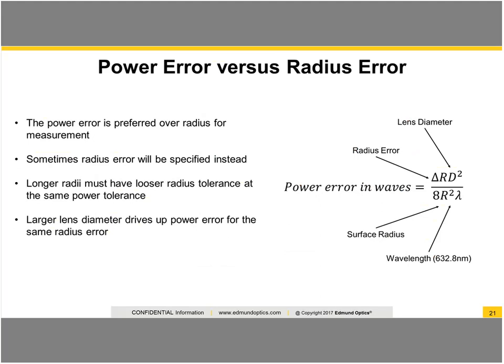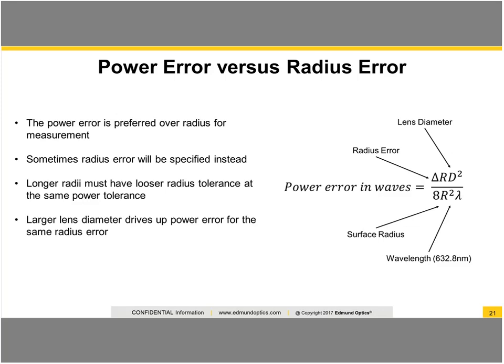There are already some issues to keep in mind when trying to set such specifications. For instance, just like I talked about with wedge and decenter, the difference between, say, a power error and a radius error is not necessarily simple. You can see here from this equation, if you were to look at power error in waves, as you either increase the diameter or decrease the surface radius, the same radius error will cause an increase in the power error.